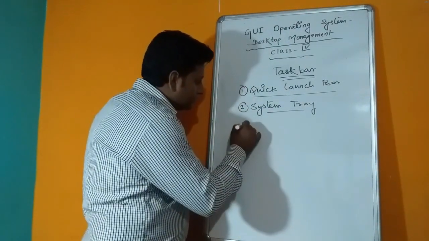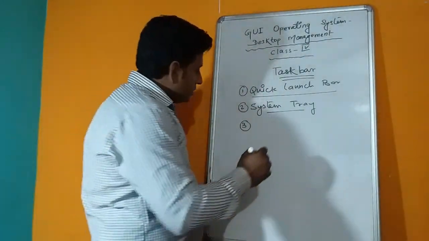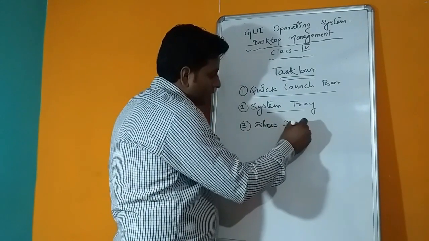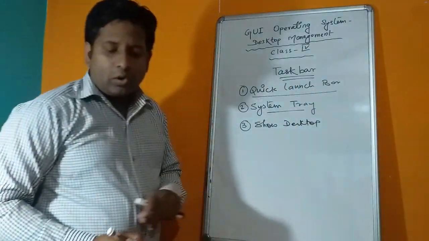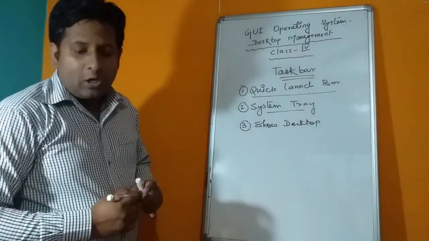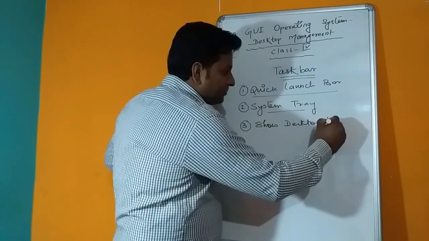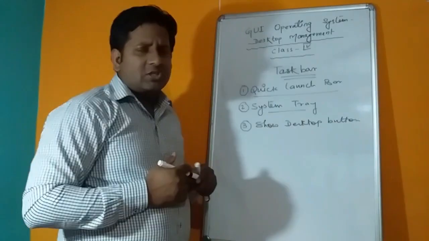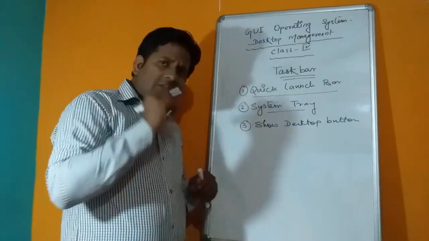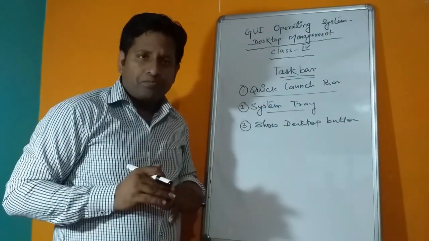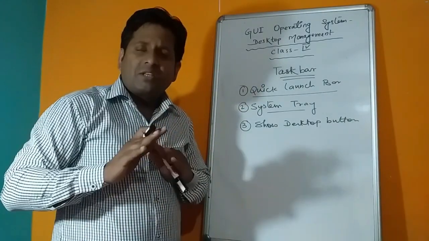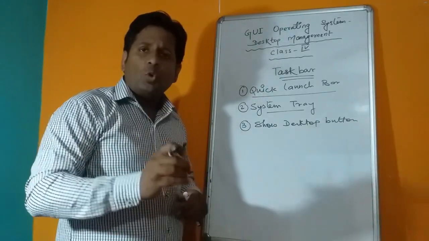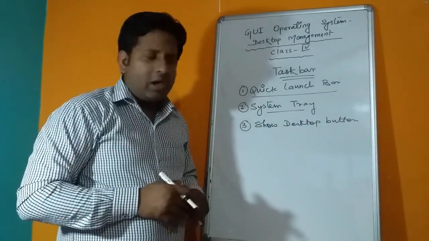And the third part is the show desktop button. What is the show desktop button? It is present just after the system tray, and when you click on this button, the desktop will appear directly. Wherever you are, it doesn't matter. Directly the desktop will be displayed when you click the show desktop button.